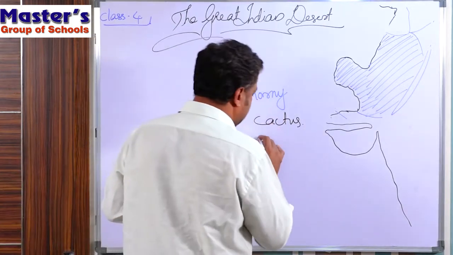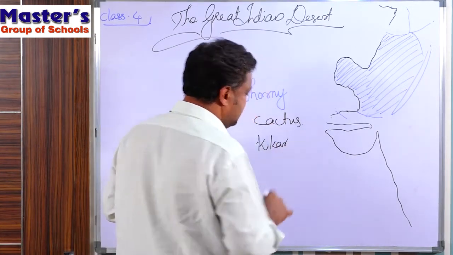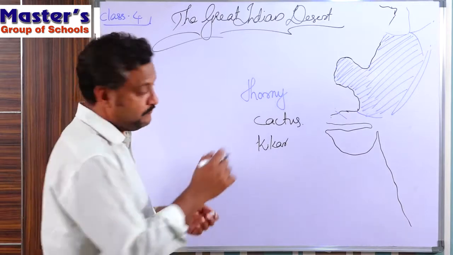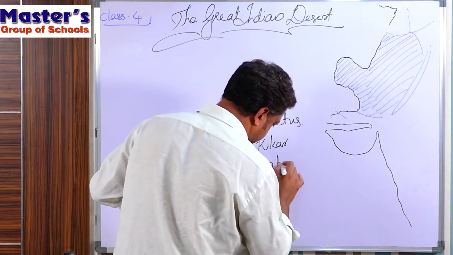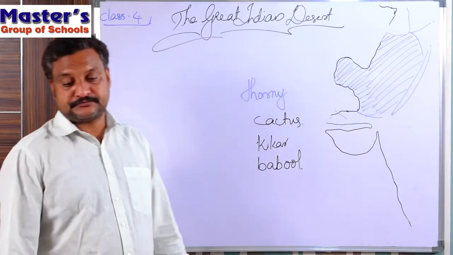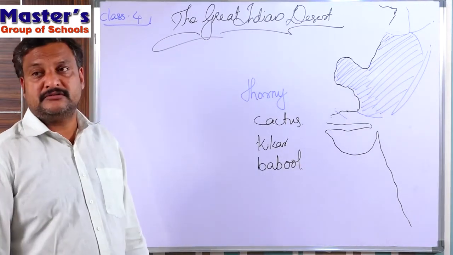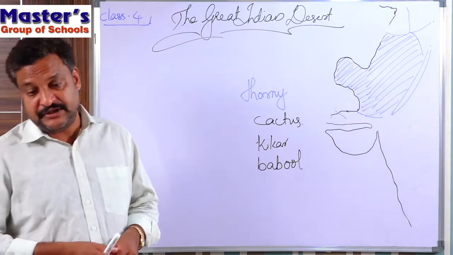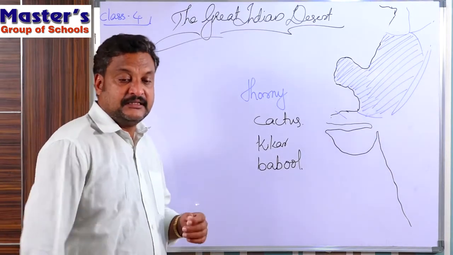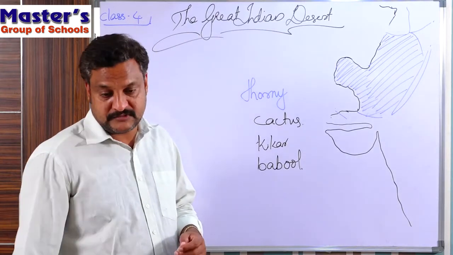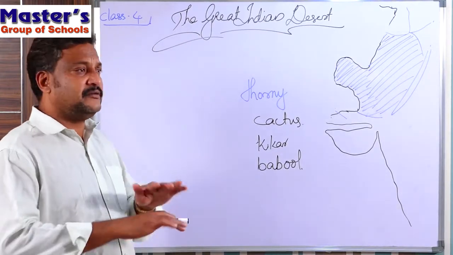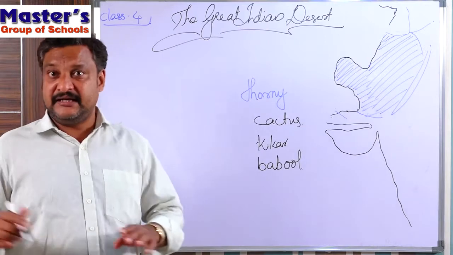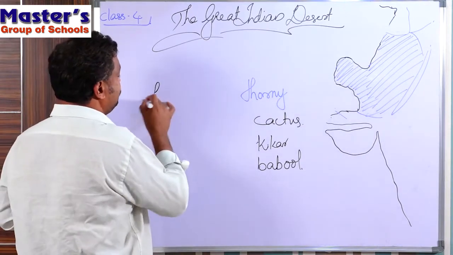Then there is another common tree called the kikar. That's a bushy plant. Then there is the babool tree. So the common kinds of plants or trees that we can find in the Indian desert region are thorny plants like cactus, then kikar and babool. We have already seen the desert is covered with sand. Desert is a dry land. It's covered with sand and sometimes there will be sand dunes.